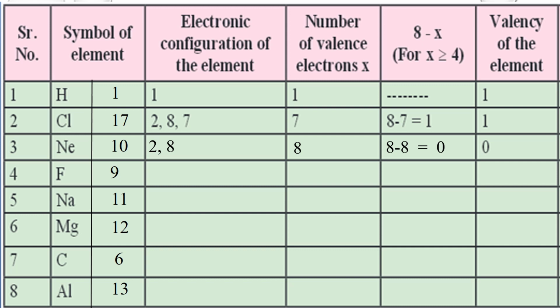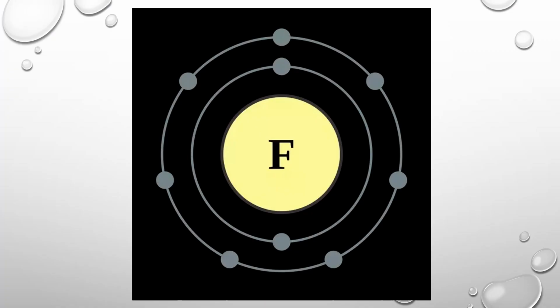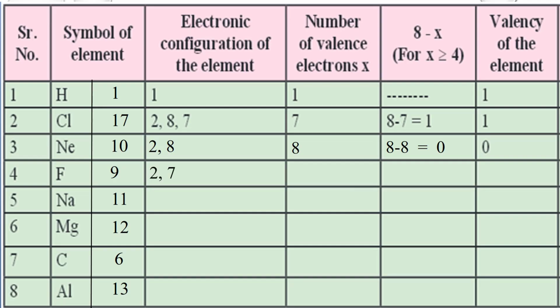Okay, let's look at the next example, fluorine. Fluorine has atomic number 9. So from 9 I'm going to put 2 electrons in the first shell. So I have 7 remaining, 7 I put in the second shell. So 2 and 7. So 2, 7 becomes my electronic configuration.